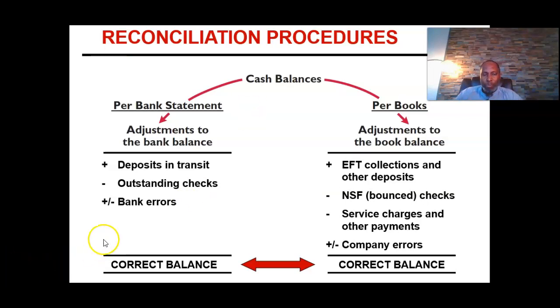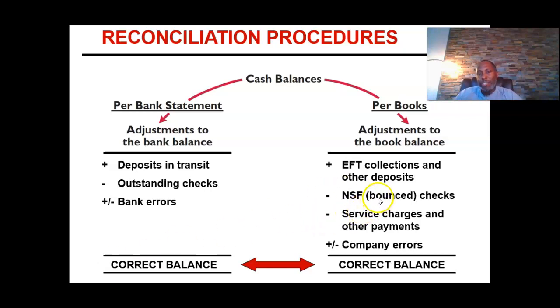Okay? So once we determine what should be added and what should be subtracted to get our true or correct cash balance, on the other side, balance per book, this is the amount shown in the cash ledger account. We're going to add any EFT collections or other deposits made by the bank on our behalf. These are funds that went straight to the bank. They haven't been recorded by the company just yet.